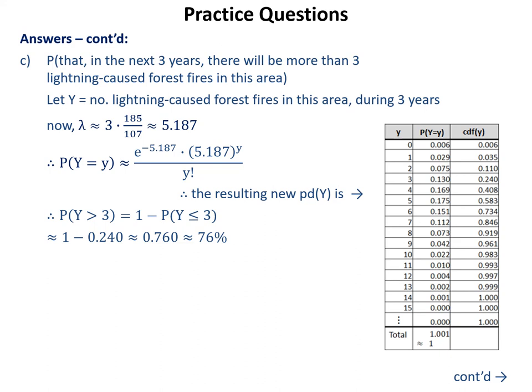So now, to answer the question, the probability that in the next 3 years there'll be more than 3 lightning-caused forest fires in this area, that is the probability that y is greater than 3. And for that, we can use the complement rule. So that equals 1 minus the probability that y is less than or equal to 3, which is equal to 1 minus the CDF for 3, which on the table we can see is rounded to 0.240. So the answer works out to 1 minus 0.240, which rounds to 0.760, or to the nearest percent, 76%.